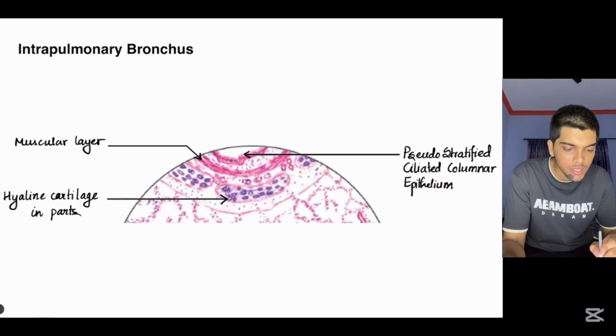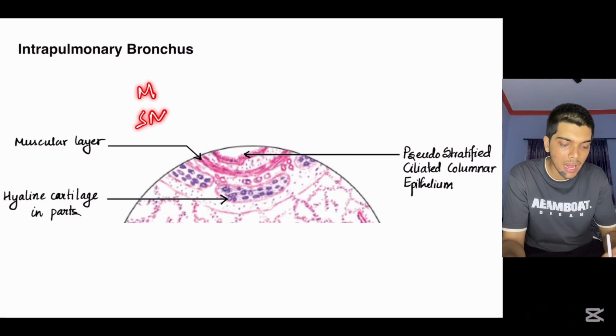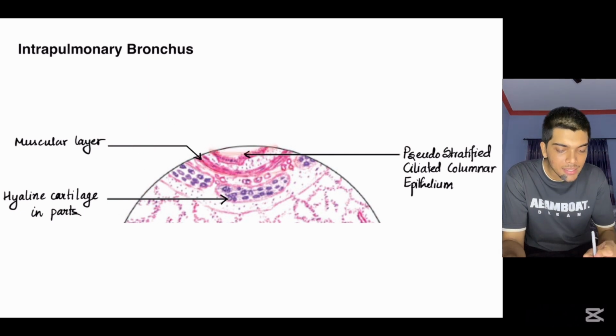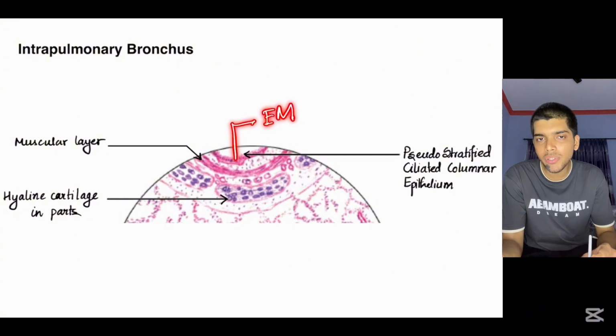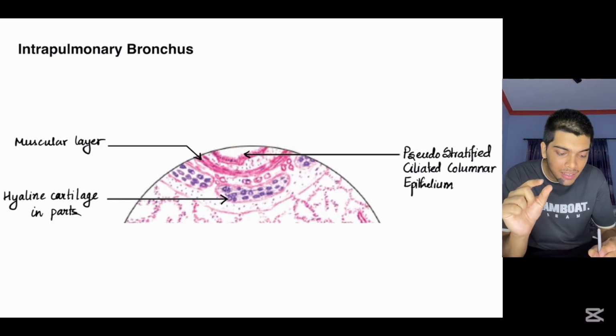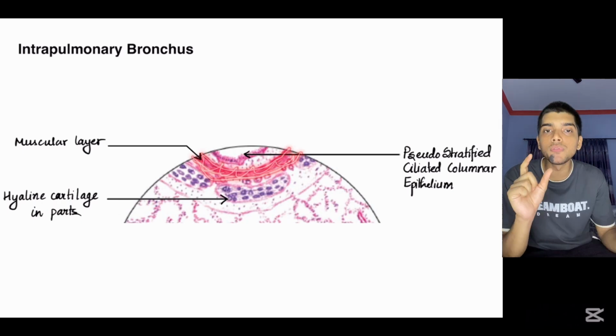Then you have the histology of the bronchus, which also has mucosa, submucosa, cartilage, and adventitia. Mucosa contains the epithelial mucosa, which is again made up of respiratory epithelium or ciliated pseudostratified columnar epithelium, lamina propria, as well as muscularis mucosa. It has an extra layer of muscle inside of it, made up of smooth muscle.